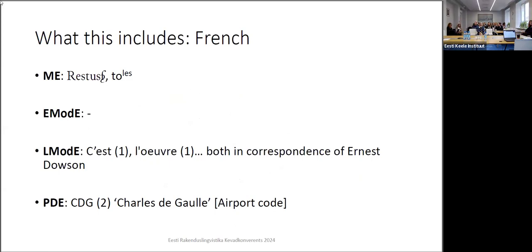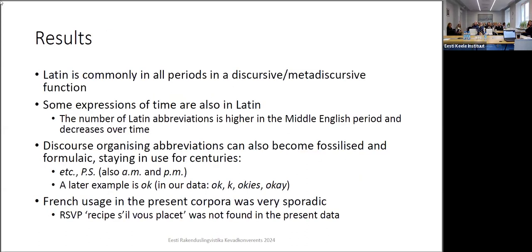French, I looked at the Middle English, and there are not very many, and they probably require going through them. Again, they're kind of a mess. In late modern English, there was just one person, Ernest Dowson, who wrote C'est and Le Vrai. In present day English, we had CDG, as in Charles de Gaulle Airport, and I guess that counts as French. So French is very marginal in here. But anyway, this is actually the final slide. So, results: Latin is common in all periods, in discursive and metadiscursive uses.